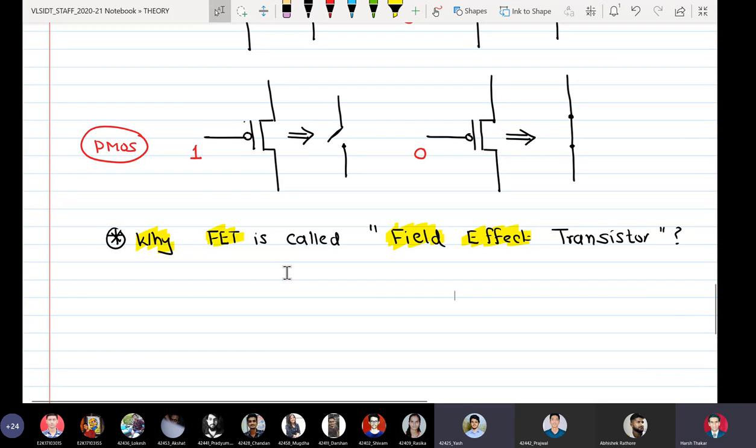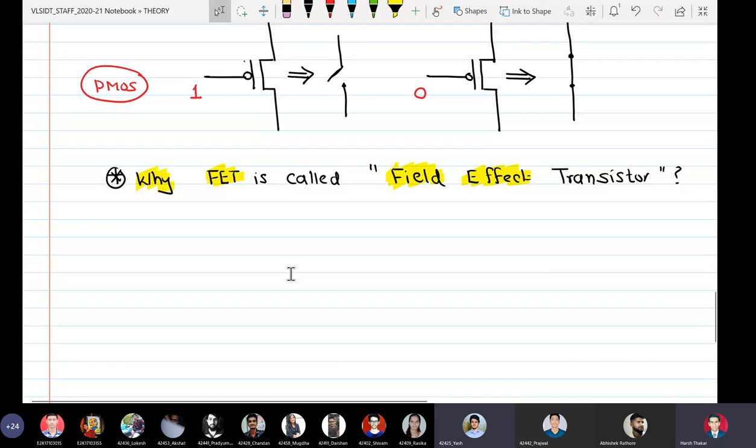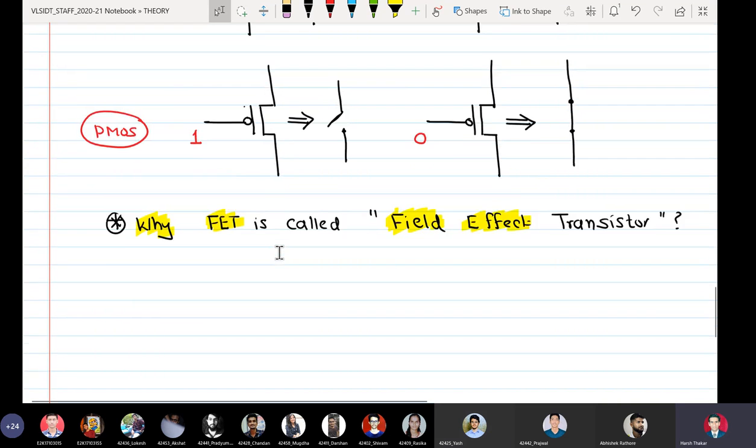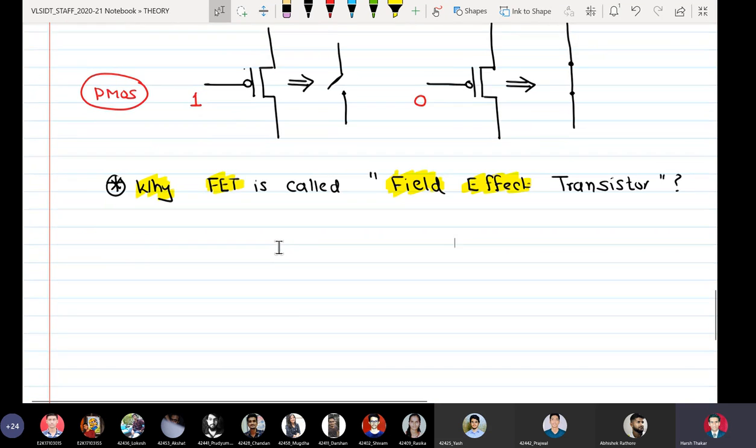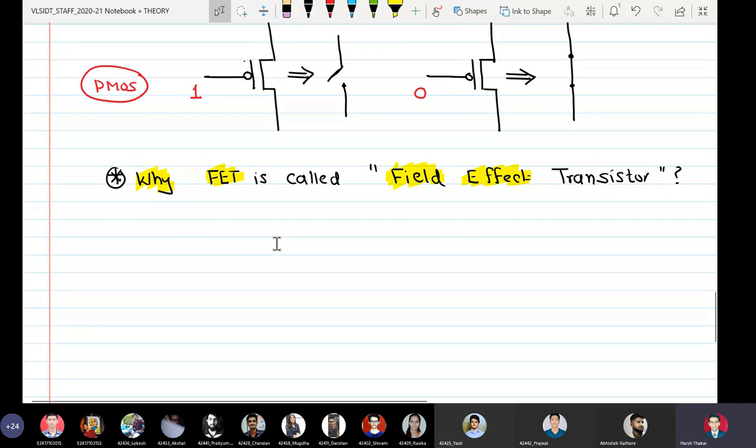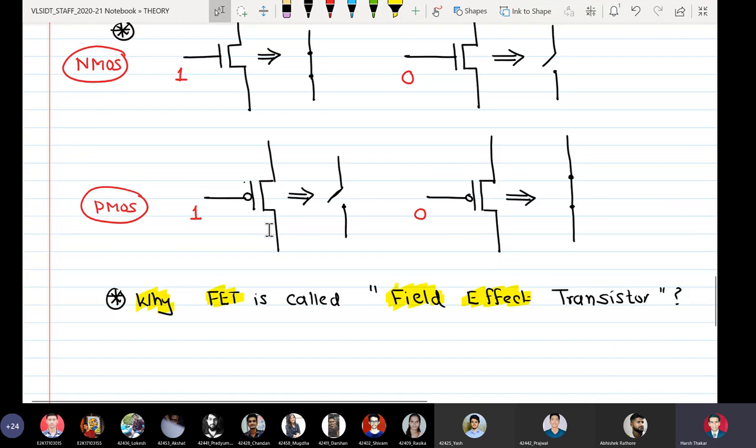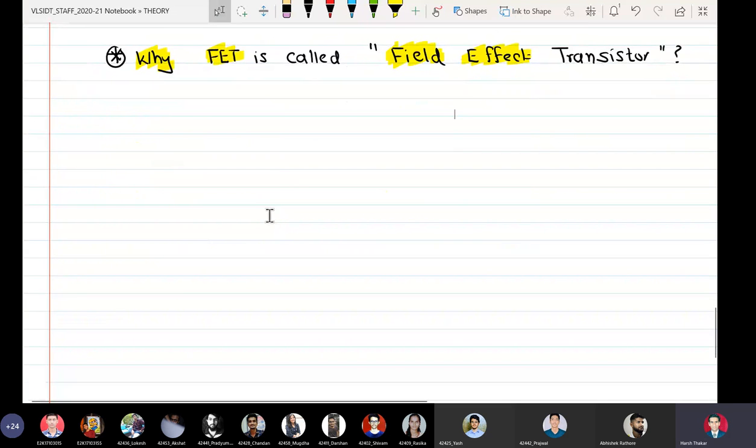Okay, so if I am applying a voltage V across something, can you define what is the field between the two points? Sir, the difference between the voltage divided by the distance between the points. Correct. So field is voltage upon distance. Correct, right? So the same definition applies to prove why this particular structure is called a field effect transistor. Okay, so it is very, very important. Why is FET called a field effect transistor?